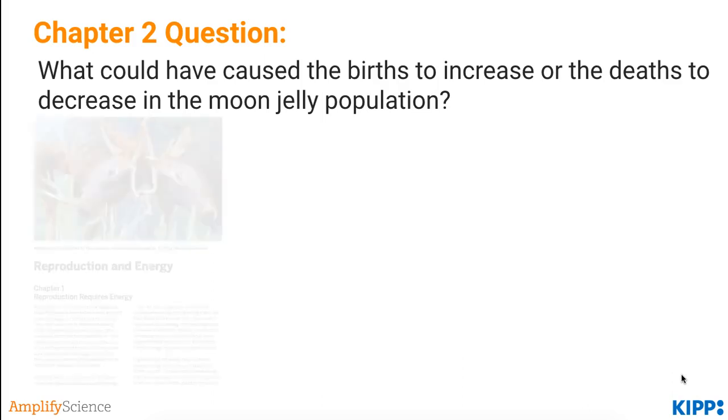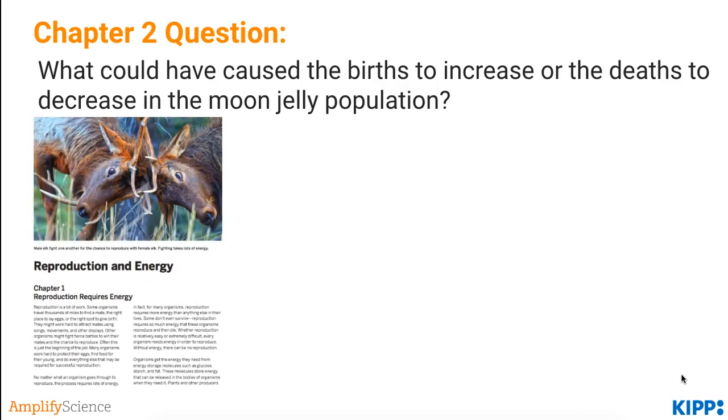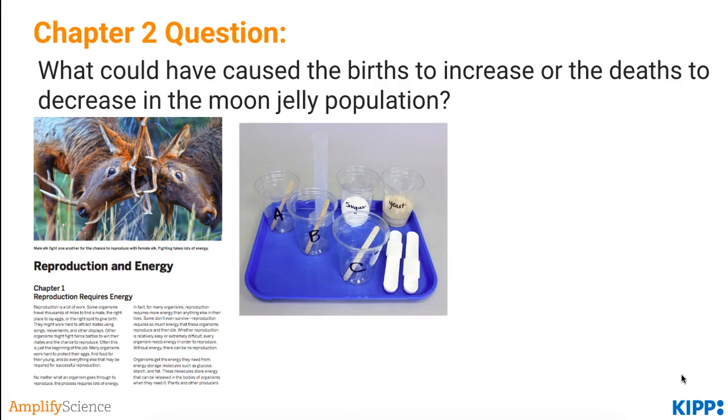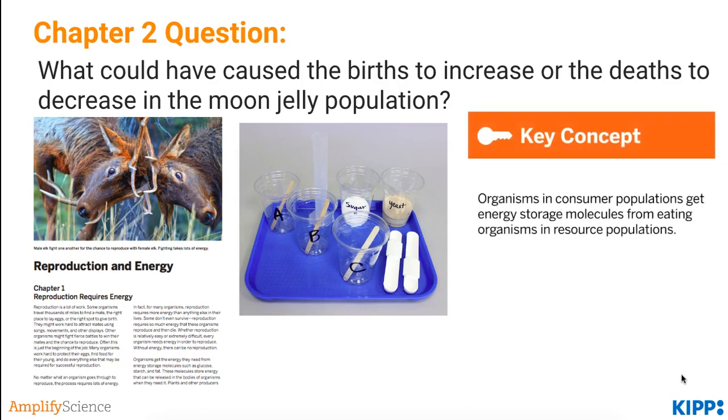Students start off the chapter by reading the Reproduction and Energy article set. They then do a hands-on investigation where they add different amounts of sugar to yeast and water to see the effect that more energy, or sugar, has on the growth of the population of yeast. This leads to two key concepts.